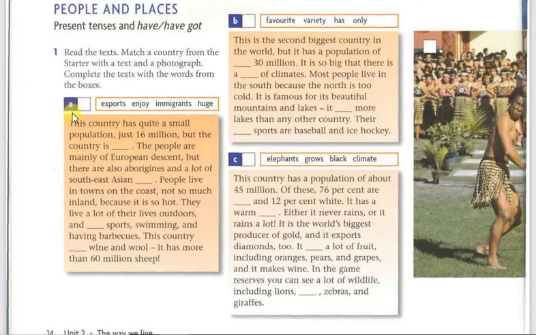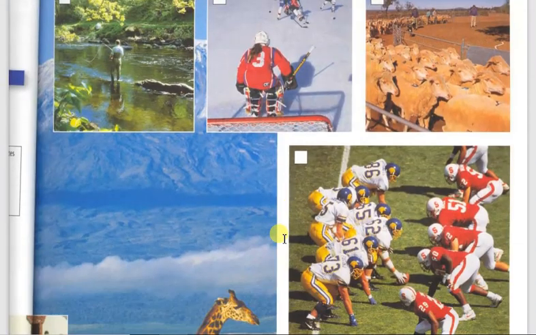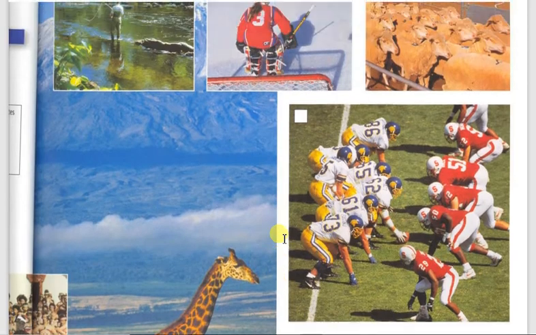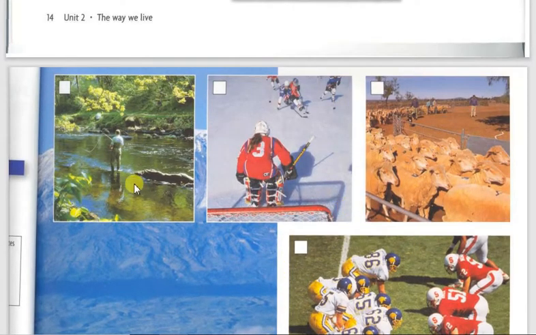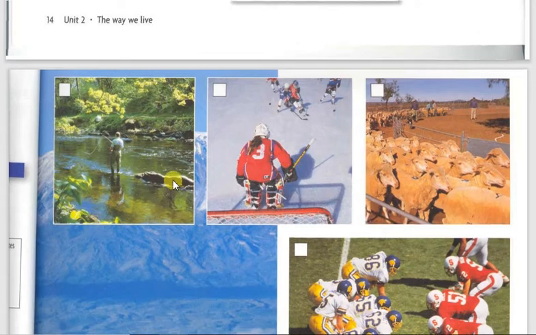We have text A and then B and then C, and on the next page we have a number of pictures. You see, a number of pictures. We have a picture of this nice nature. We have sheep, for example, a number of groups of sheep. Let us say a flock of sheep. We have a number of pictures, and we have to match the pictures with these texts.